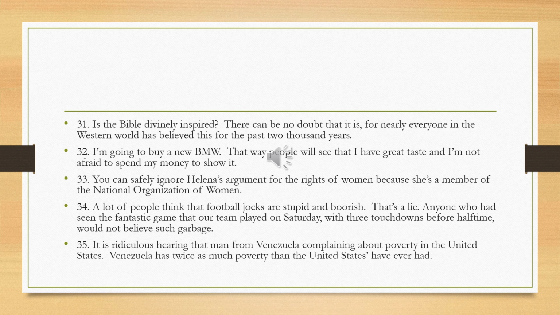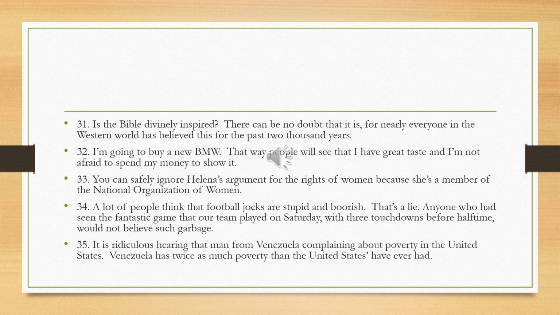And 35 says, it's ridiculous hearing that man from Venezuela complaining about poverty in the United States. Venezuela has twice as much poverty than the United States has ever had. And so what this is trying to do is to point out that that person from Venezuela is being hypocritical. And so this is an argument against the person tu quoque, where we try to undermine a person's view by pointing out that he's a hypocrite.